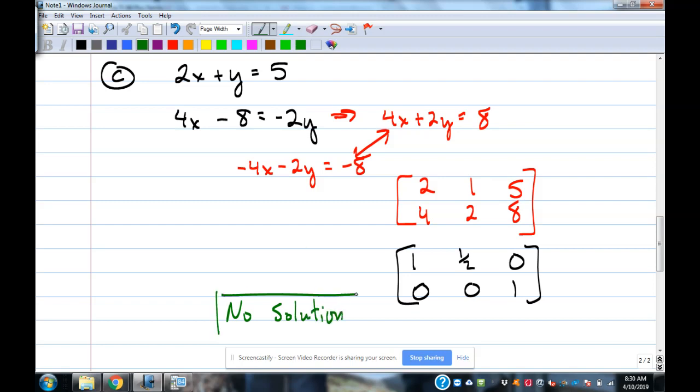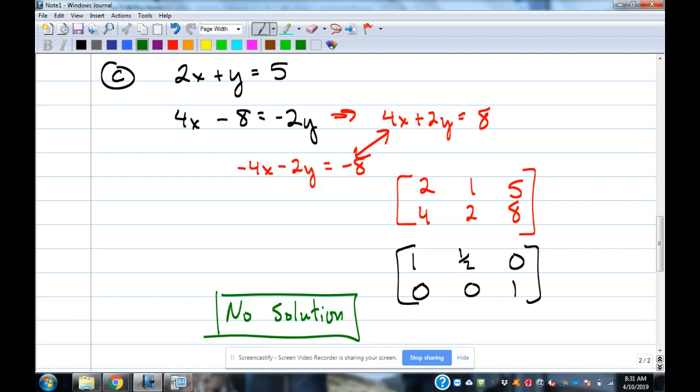Because we have a false statement on that last equation, the reduced system has all zeros on the coefficient part and some other number over here. So 1 in this case could be anything really. 1's pretty consistent there though. Zeros and then something else, that's a no solution.